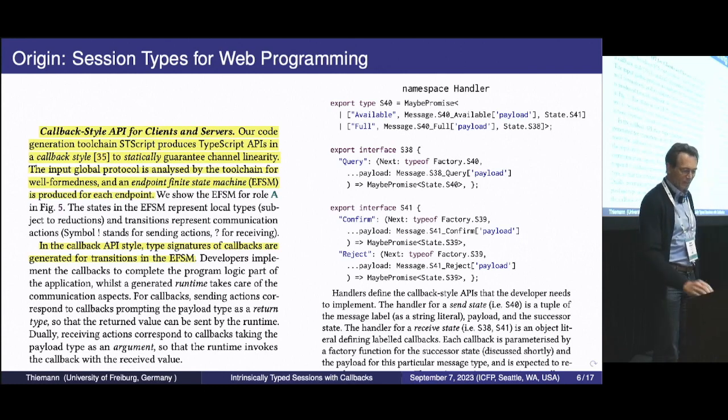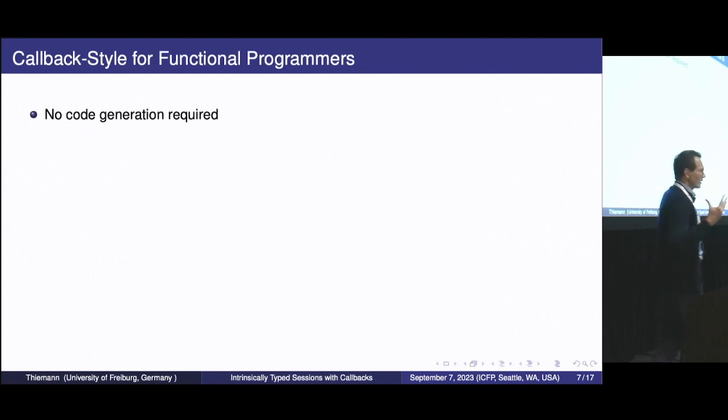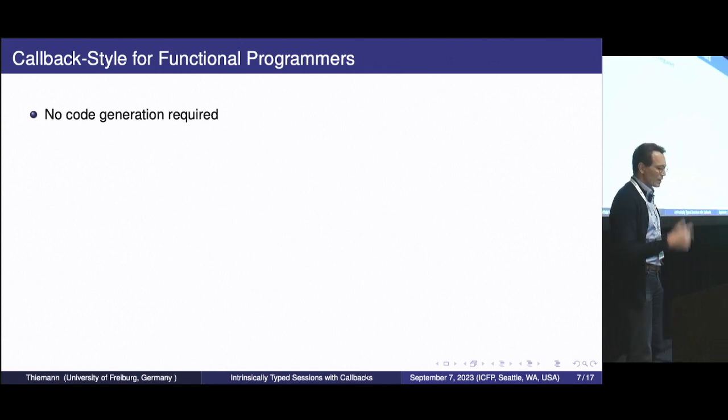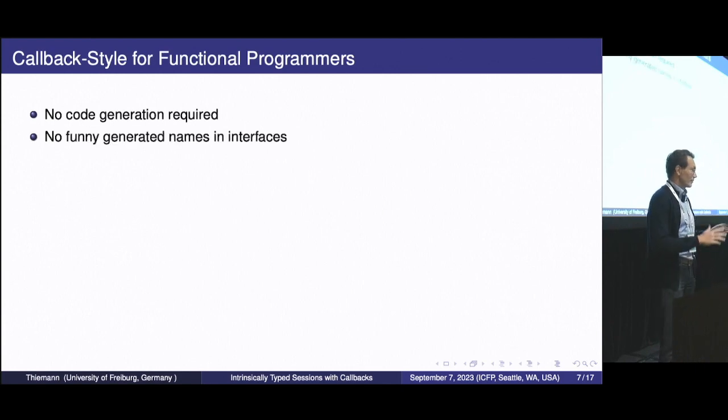So that may be a bit confusing. And the question arises, well, it arose for me, can't we do that better somehow? So what would the callback style look like if we were using a functional language in a more serious way? And it turns out you can do that, and there is no code generation required whatsoever, which means there are no interfaces, there are no funny generated names in interfaces that you may have to remember, or that your typing environment has to remember.